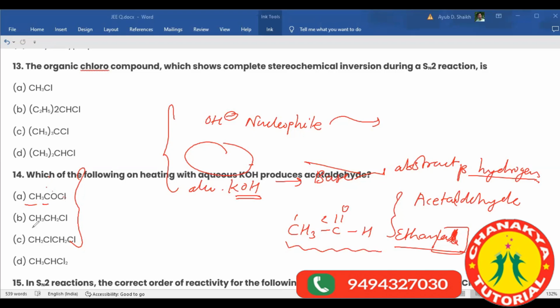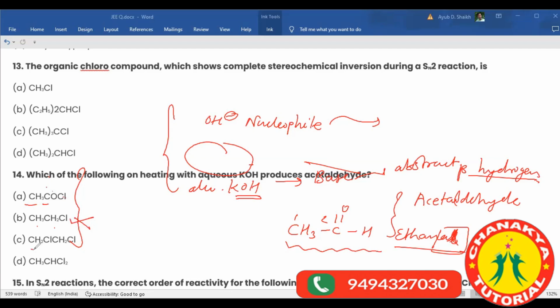Now, if you go to the next, CH3, CH2, and only one chlorine is there, right? C double bond O is not present, and as only one chlorine is present, we are not able to convert it into a double bond. If one more chlorine would be present, we can remove HCl and convert it into a double bond, and after oxidation, we can convert it into acetaldehyde. Correct. But this is not possible with only one chlorine. So this possibility is also ruled out.